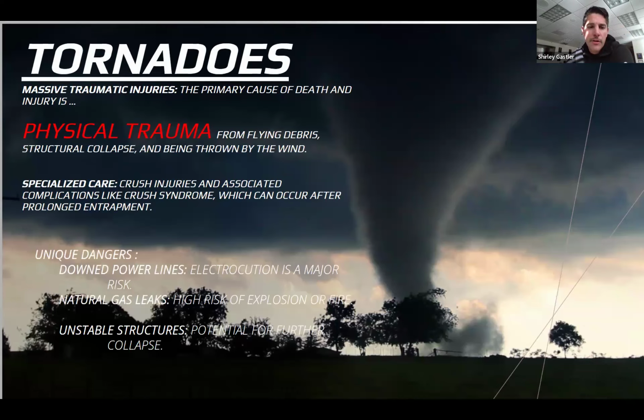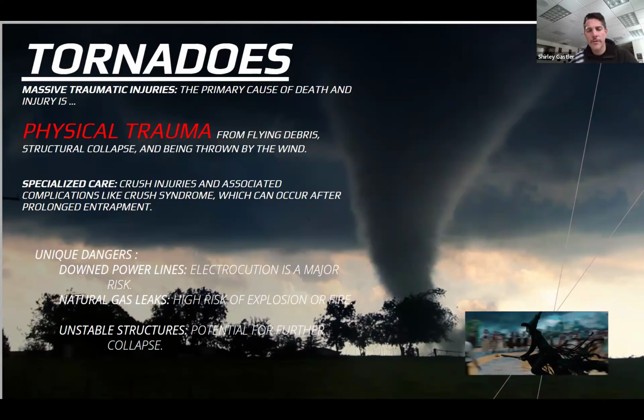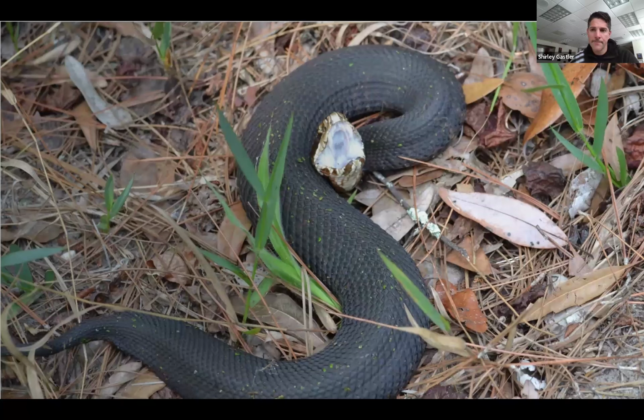Some of the unique dangers that we have to consider, and this is all about scene safety. Most of us are fire EMS here in this region, but even if you are just fire, or just EMS, you have to consider the scene safety portions of it. Obviously the downed power lines and the electrocution risk is there. Of course, your natural gas leaks, and then your unstable structures. Most of the time, you're going to see either penetrating or crush type injuries. Obviously, a lot of times we get prolonged entrapment and whatnot.